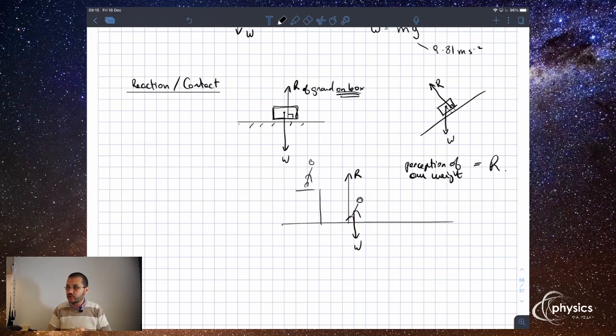I'll give you an example of where this happens. When you are in a lift and you push the button to go to a lower floor, as soon as the lift accelerates downwards, you feel uplifted, right? You feel a little bit lighter than usual. It's not because you're lighter than usual, it's because the reaction on your feet is a little bit smaller than the weight. Therefore, you feel lighter.